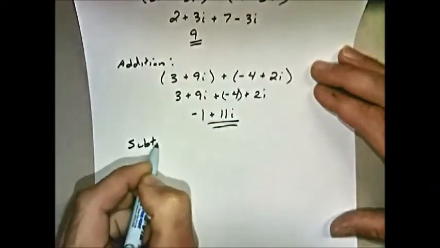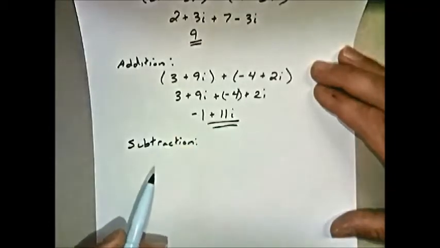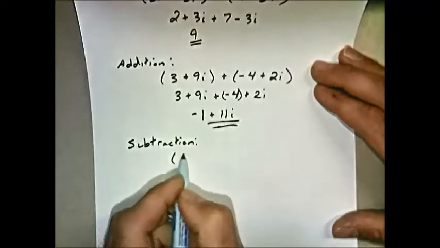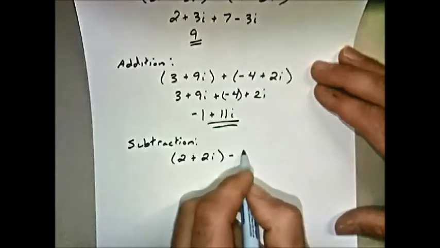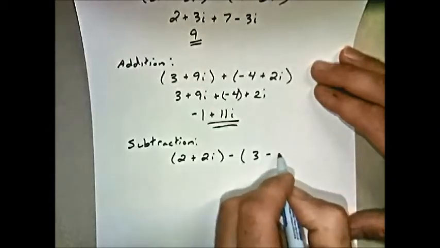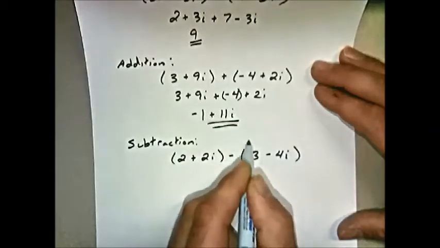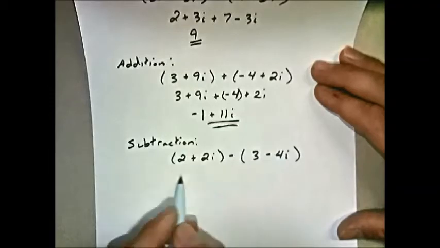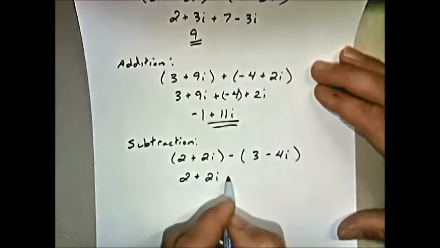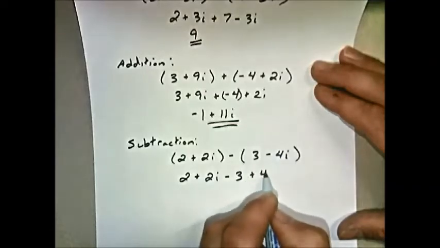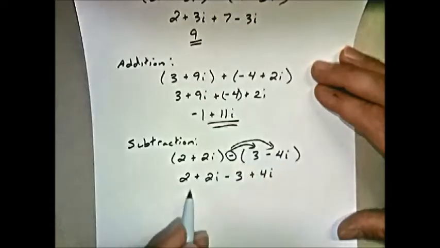Subtraction is going to be very similar to addition. Remember, addition and subtraction are inverses of each other to start with. So if I take a complex number, 2 plus 2i, and subtract from it, say 3 minus 4i, here we have to take this negative and distribute it into this complex number. So our first number, 2 plus 2i, stays the way it is, minus 3 plus 4i, as we distribute this negative to each of our numbers.